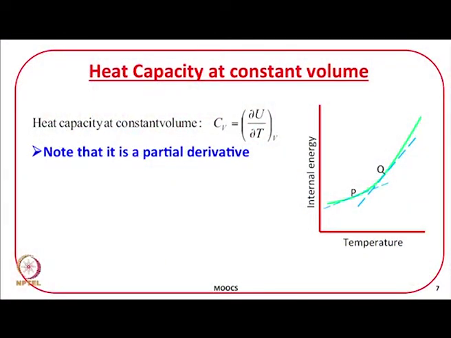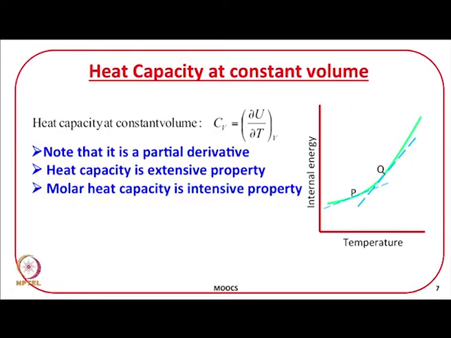Note that heat capacity, by definition, is a partial derivative. It is a partial derivative because one of the variables is kept constant, that is, volume is held constant. Heat capacity is an extensive property because the amount of heat required to change the temperature by a unit degree will depend upon the size. However, if you calculate per mole, the molar heat capacity becomes an intensive property because you are defining it per mole.